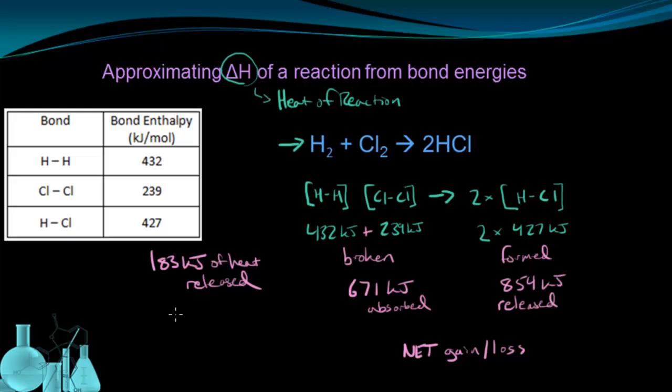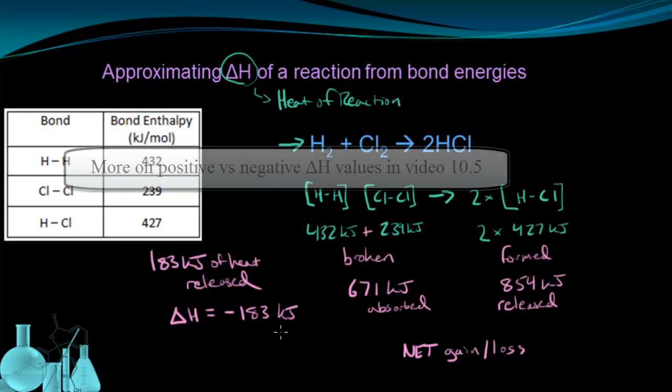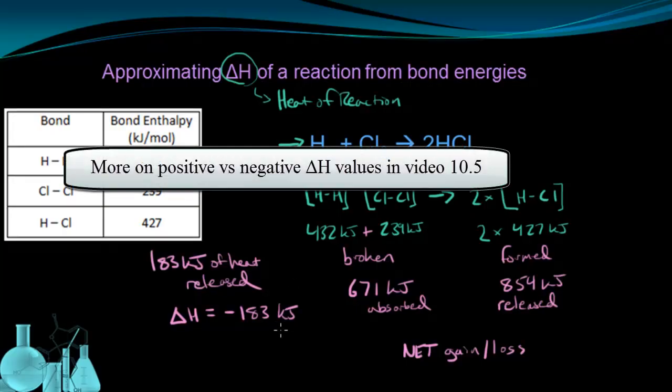The way we represent that is we say that delta H, this change in enthalpy, this heat of reaction, is equal to negative 183 kilojoules. The heat of reaction is negative for this because heat is released. If heat had been absorbed, we would say it's positive. But we're going to talk more about that, positive, negative, in the next video.